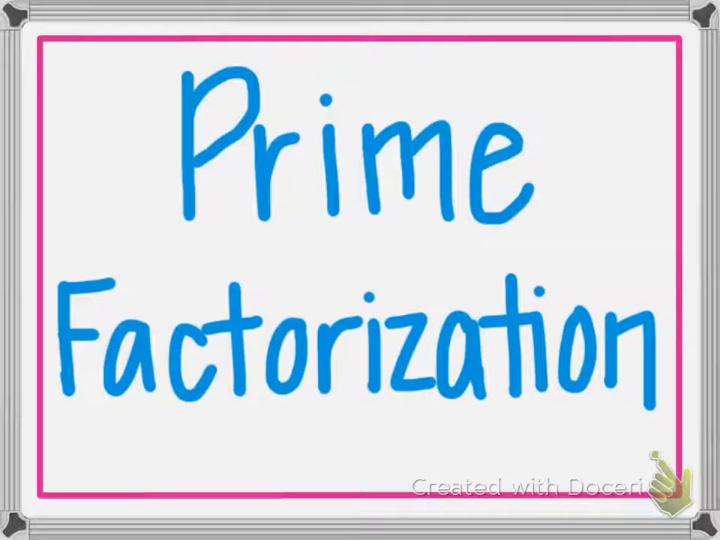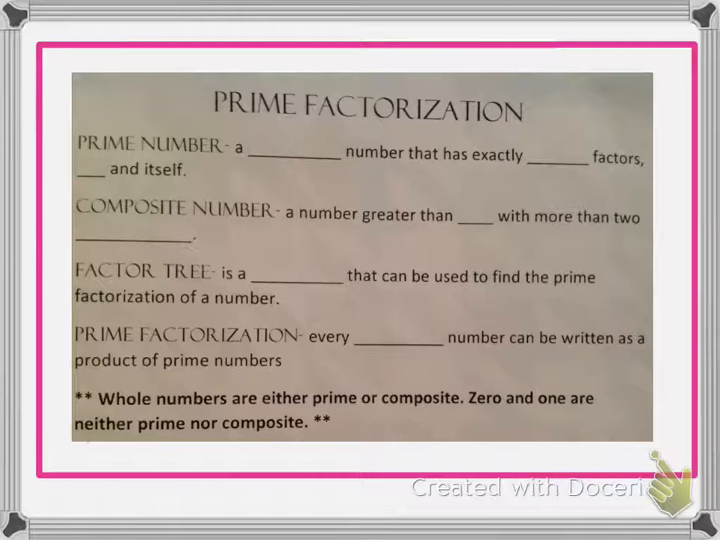Today we are going to learn about prime factorization. First, we are going to start off with a couple of definitions. A prime number is a whole number that has exactly two factors, one and itself. A composite number is a number greater than 1 with more than two factors.